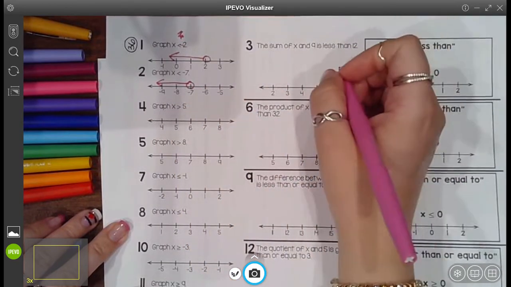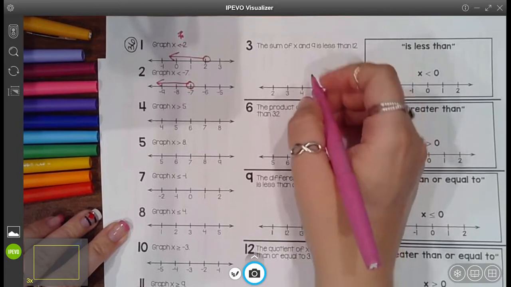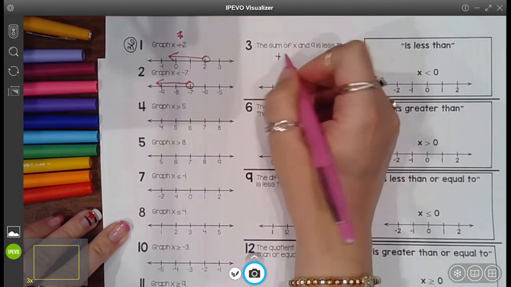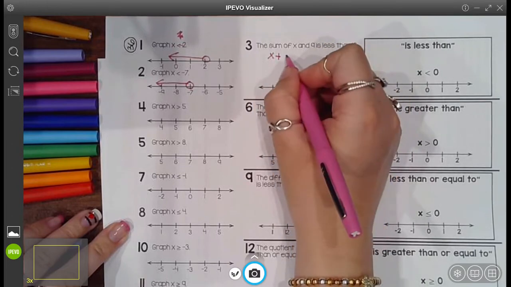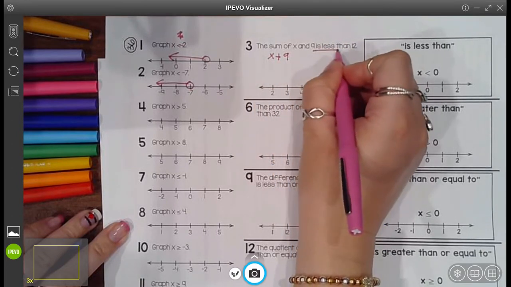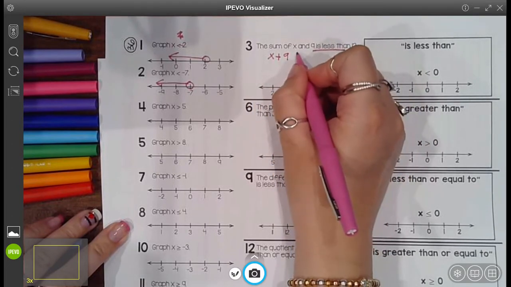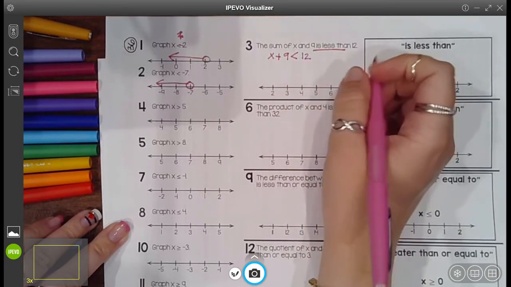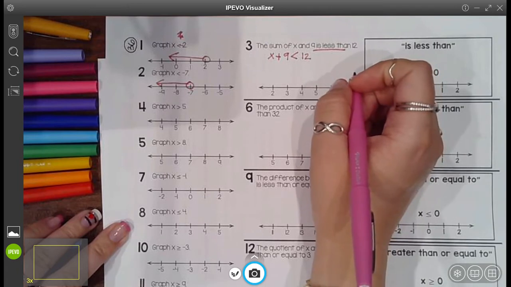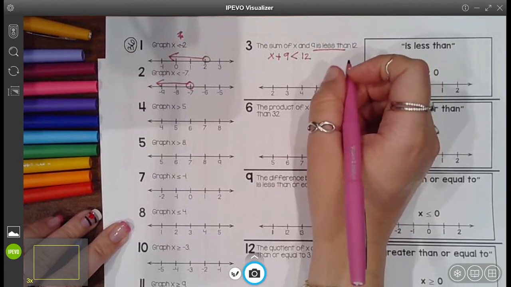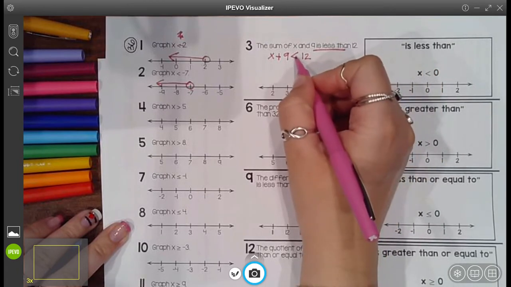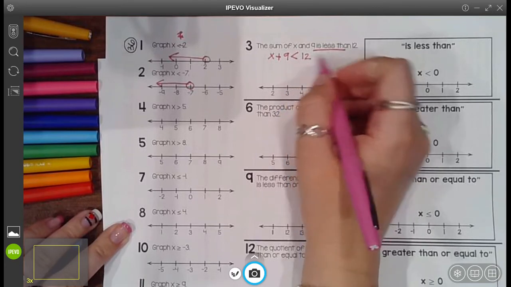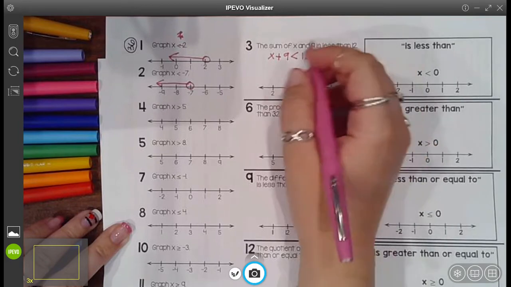Number 3, it wants me to write this inequality from the statement. It says the sum, so plus sign, of x and 9 is less than, so that's an inequality sign of a less than 12. Now, before I can graph this, I need to solve it just like how I solve a normal equation. Think of this as like you're dividing an equal sign, because an inequality is kind of like an equal sign. It even has the word is there.